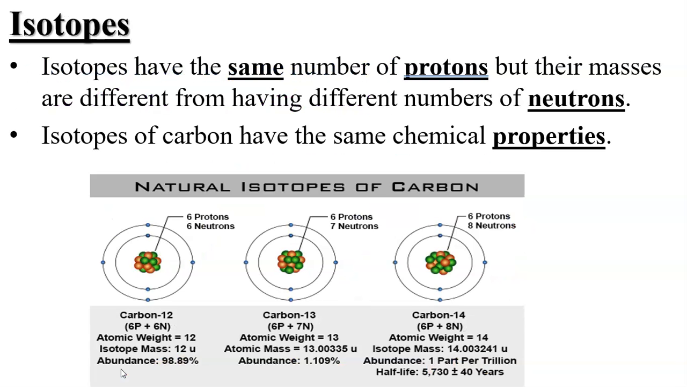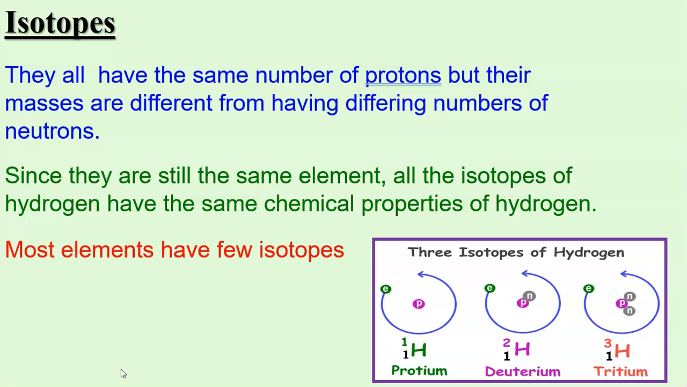Your isotopes have the same number of protons, but their masses are different, having different numbers of neutrons. So the only thing that changes is their mass number. Isotopes of carbon have the same chemical properties. So since we're not changing the amount of protons, we're only adding neutrons. That is why our mass changes. But it still remains the same element, and it has the same chemical properties. And you don't have very many isotopes for one element.